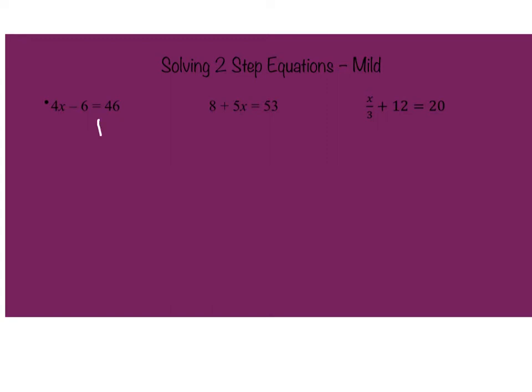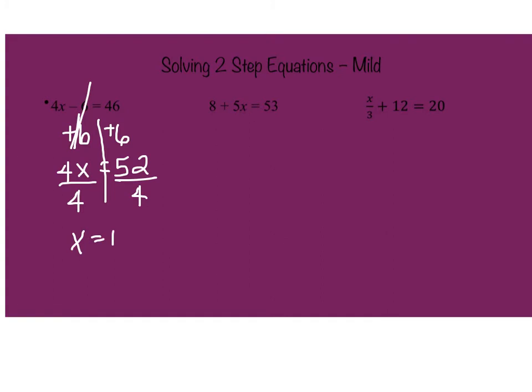Okay, so let's check number 1. Again, I'm always doing inverse operations. Since I have a minus 6, the inverse or the opposite is to add 6. These 6's cancel out and I'm left with 4x equals 46 plus 6 is 52. I need to divide both sides by 4, and we should get x equals 13. Make any corrections before moving on. Go ahead, solve number 2 and enter your answer.